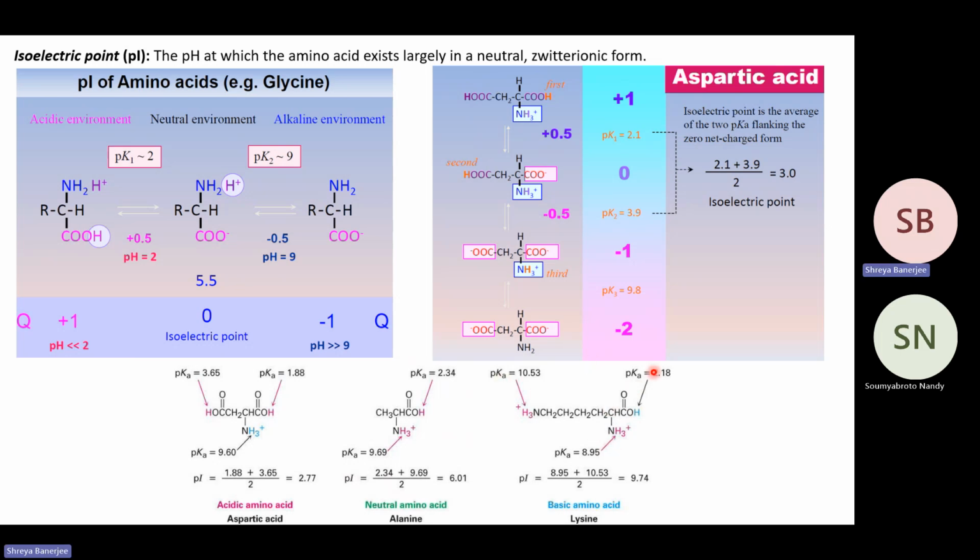So here you can see there are 3 pKa's, and for this case, in order to find the isoelectric point, we have to take the average of the second and third pKa, that is 8.95 and 10.53. The average is 9.74. That is the isoelectric point of lysine. So like this, the isoelectric point can be calculated.